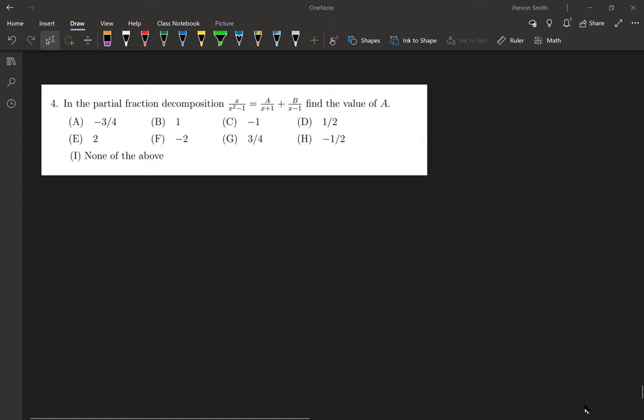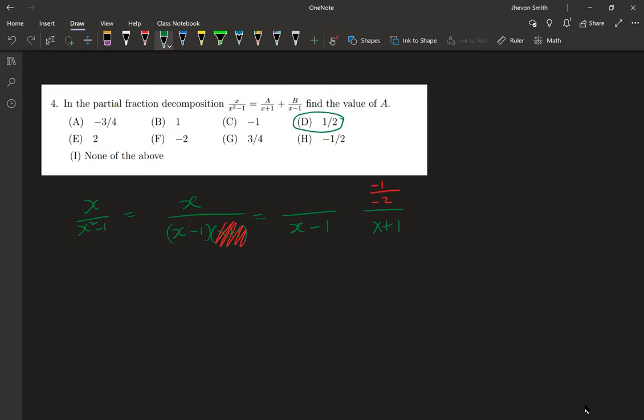Again, here I would think of x over x squared minus 1. Well, that's going to be x over x minus 1 times x plus 1. So I'd break that up into x minus 1, x plus 1, and of course, A is on top of the x plus 1. So I would use the cover-up method, cover up the x plus 1, plug in minus 1 for x. I would end up with minus 1 divided by minus 2. So D, positive 1/2.